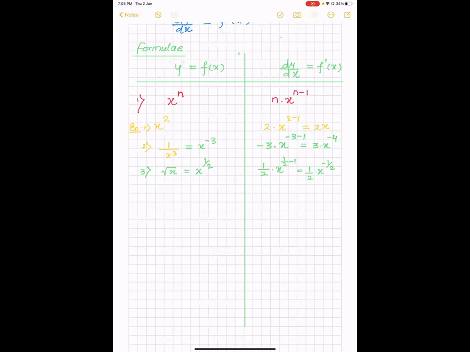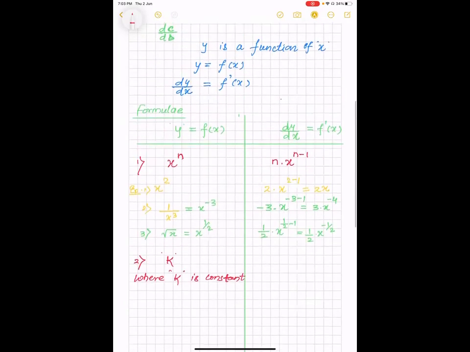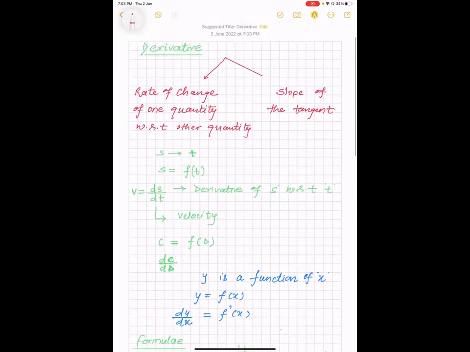Now going ahead with the next formula, which is where I take k, simply k, where k is a constant. If you have to differentiate a constant, what should the answer ideally be? I can directly write the formula, but before that, I want to go through the definition of derivative. What did we say while defining derivative? We said that it is the rate of change of one quantity with respect to the other quantity.